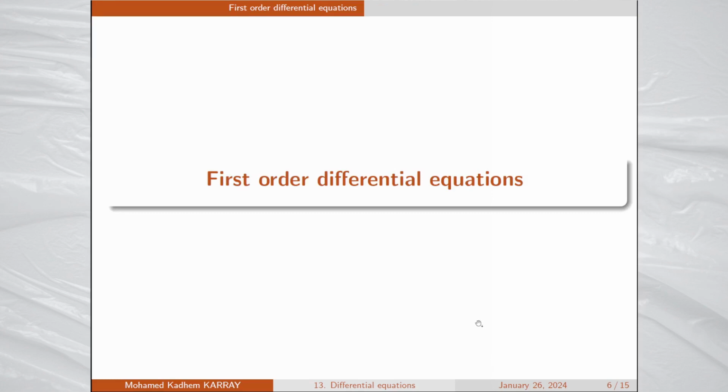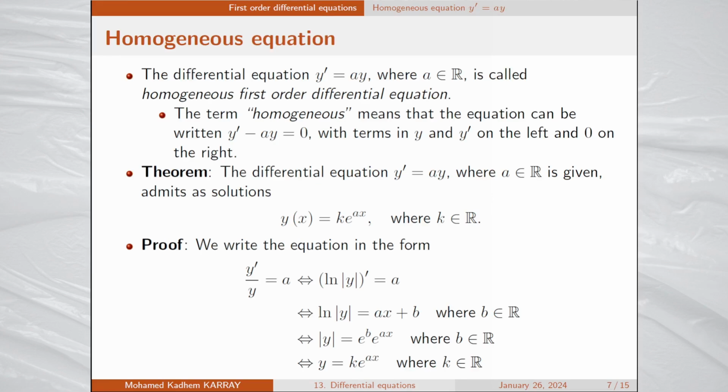Let's present now first-order differential equations. The differential equation y prime equals ay, where a is a given real number, is called homogeneous first-order differential equation. So it is first order, since there is the first order derivative of y here, and it is called homogeneous, which means that the equation can be written in the form y prime minus ay equals 0, and the term homogeneous means that there is a 0 here in the right hand side.